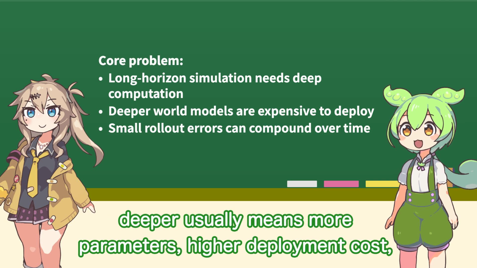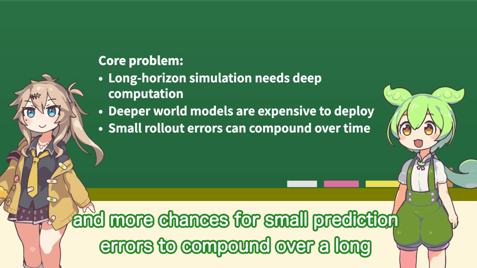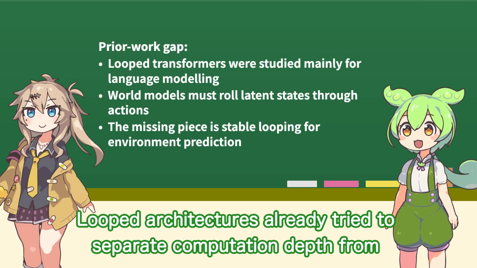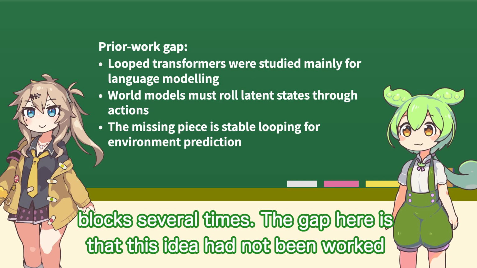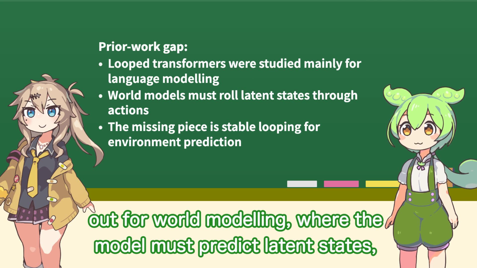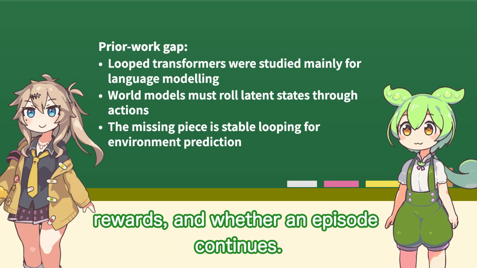But making the model deeper usually means more parameters, higher deployment costs, and more chances for small prediction errors to compound over a long rollout. Looped architectures already tried to separate computation depth from parameter count in language models by reusing the same transformer blocks several times. The gap here is that this idea had not been worked out for world modeling, where the model must predict latent states, rewards, and whether an episode continues.